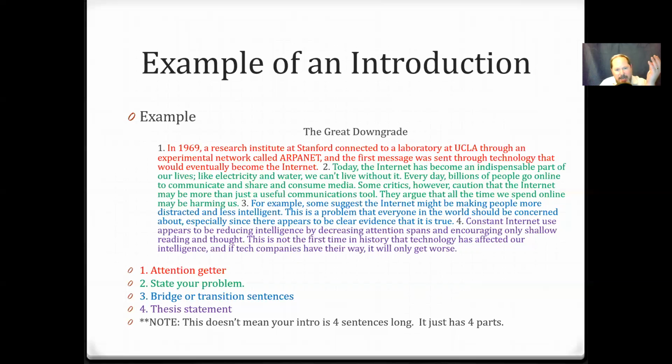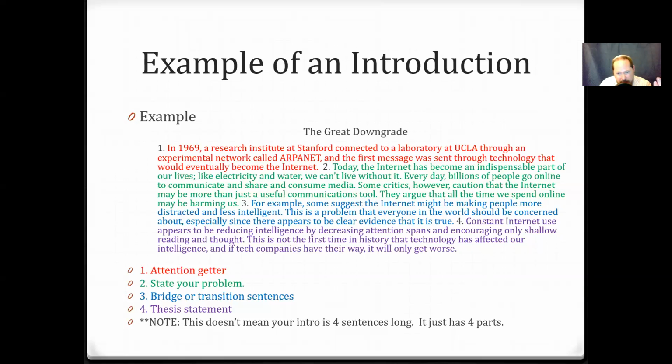You have a hook. In 1969, a research institute at Stanford connected to a laboratory at UCLA through an experimental network called ARPANET, and the first message was sent through technology that would eventually become the internet. Okay, like an interesting background information, right? I mentioned that as one technique. Then you're going to go into the background of your debate. Today, the internet has become an indispensable part of our lives, like electricity and water.